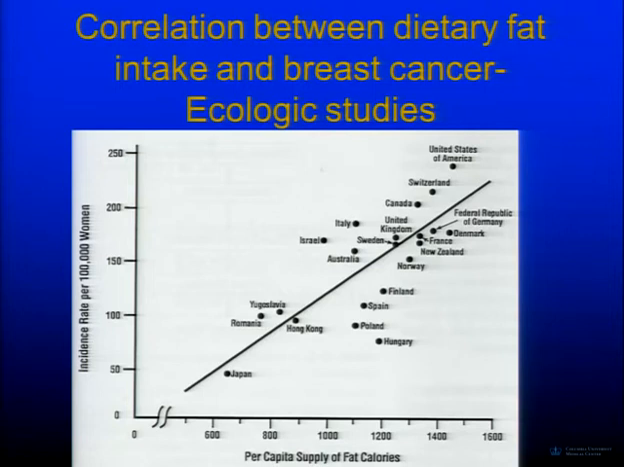Right, it's the potential for ecologic fallacy. We don't know if the individuals here that got breast cancer also had the high fat intakes. We only have group data.